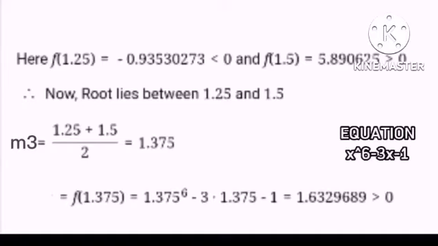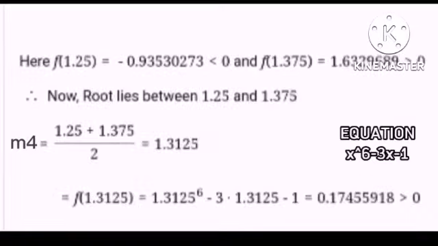As we can see on our bottom part, the result of our evaluation is 1.6329689, which is greater than 0. And in our fourth approximation, our root now lies between 1.25 and 1.375. So our m sub 4 equals 1.25 plus 1.375 all over 2, which is equal to 1.3125.